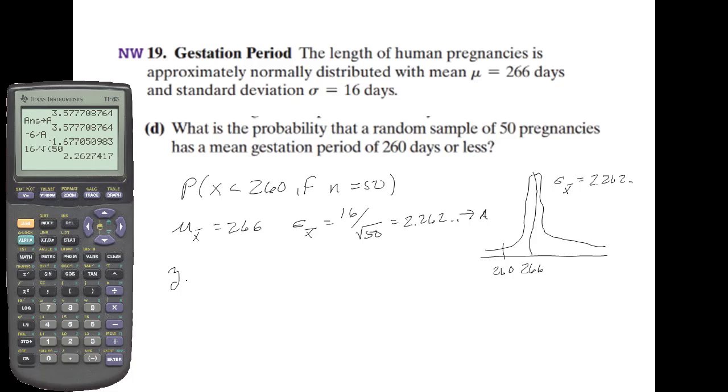So the Z of 260 is going to be equal to 260 minus 266 all over my new standard deviation. So negative 6 divided by alpha A. Oops, clear. I didn't store it, so store alpha A. Yeah, okay. Now negative 6 divided by alpha A. And so that's negative 2.65. Okay, so I go over to the table. So I'm going to write P that Z is less than negative 2.65 from the table.